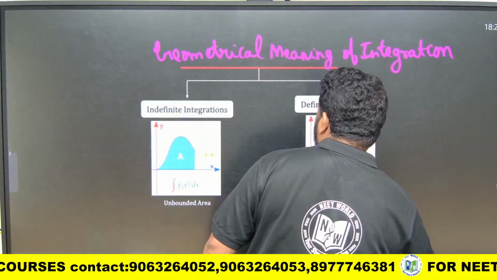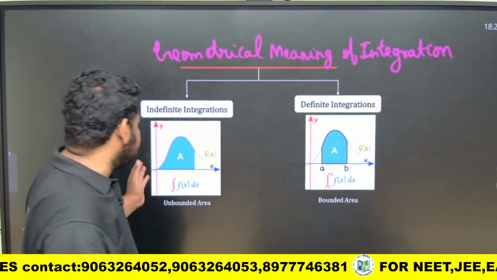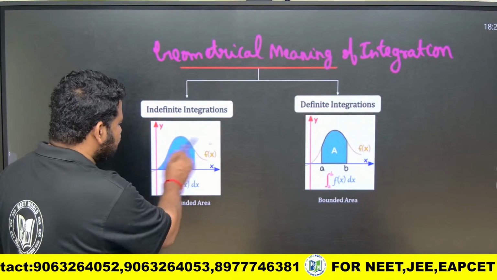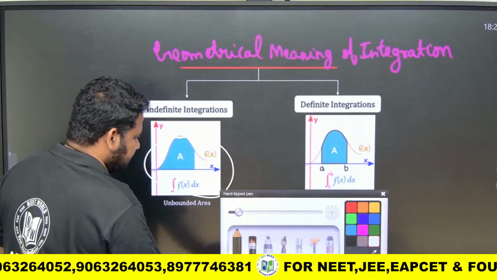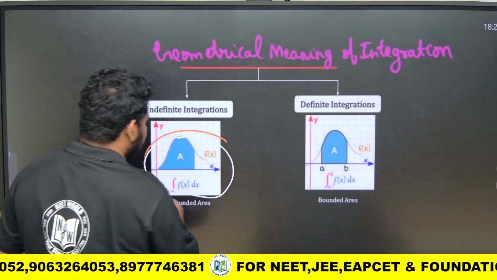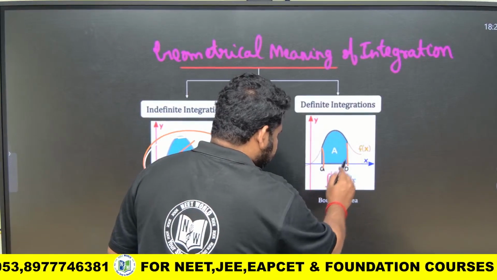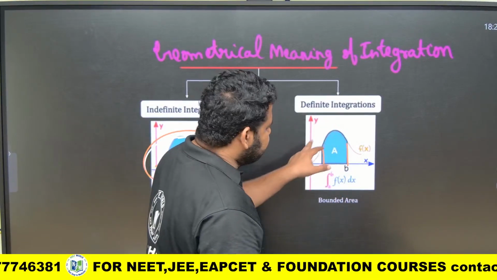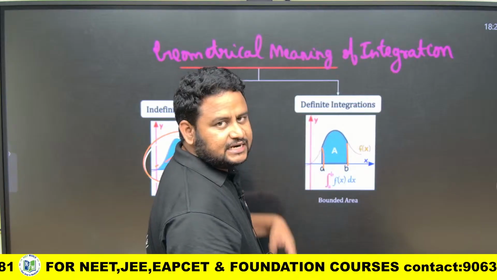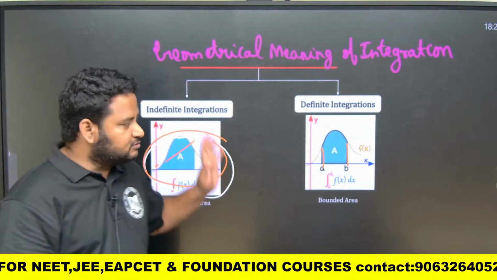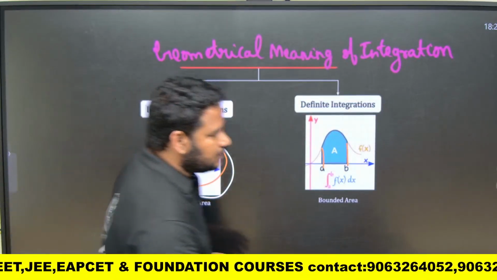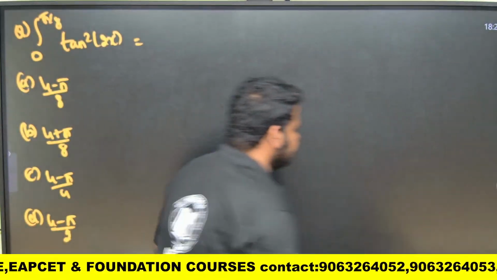Now let us see the geometrical meaning. In indefinite integration, if you are integrating f of x, there was no specified boundary. We were integrating till whatever we wanted, but here we have to integrate from this limit to this limit. This helps us give the area under this curve f of x. Area under this curve f of x we can find using definite integrals. Clear? Let us move to the next one.